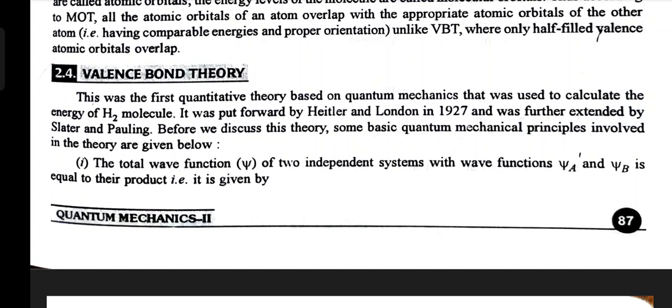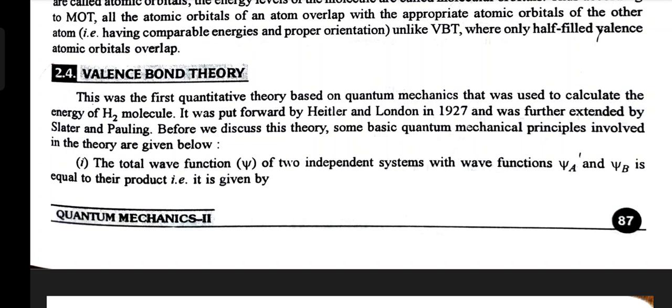This was the first quantitative theory based on quantum mechanics that was used to calculate the energy of H2 molecules. It was put forward by Heitler and London in 1927 and was further extended by Slater and Pauling. Before we discuss these theories, some basic quantum mechanical principles involved in the theory are given below.